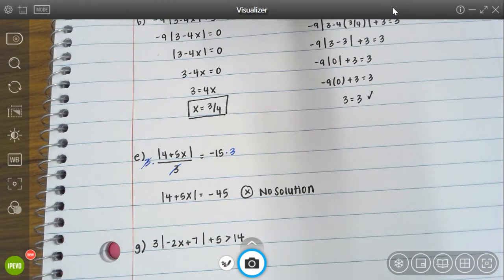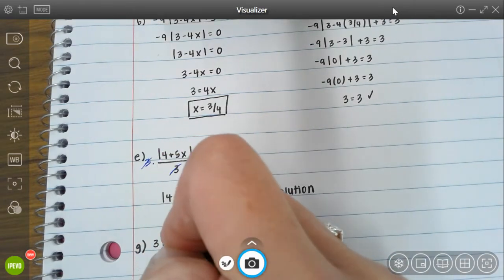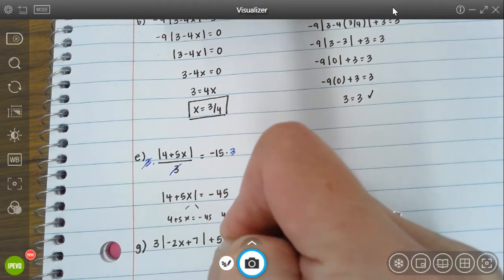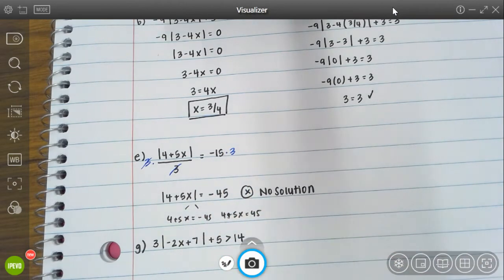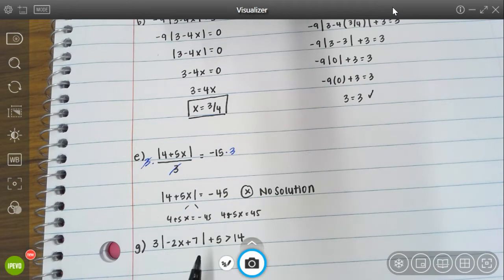If you wanted to split up the equation at this point and say 4 plus 5x is equal to -45 and 4 plus 5x is equal to +45 and solve these out and get two x values and then check them, they wouldn't end up being solutions in this equation. So if you want to go ahead and do that, you can. You do not actually need to show any of this work if you do not want to. At this point, once you have the absolute value bars by themselves, it's equal to a negative. You can automatically say there's going to be no solution.